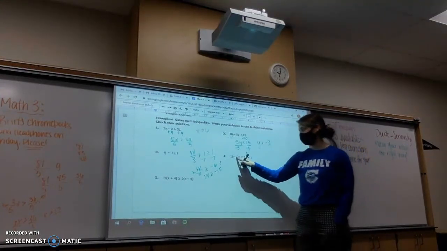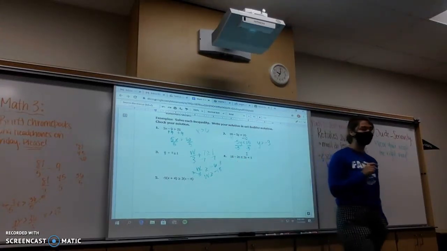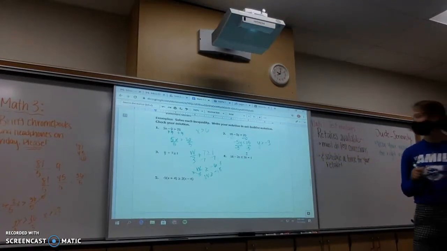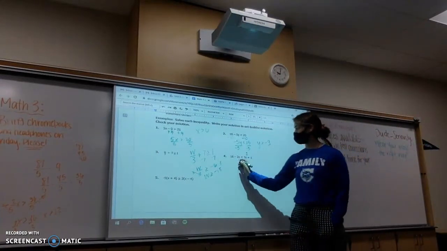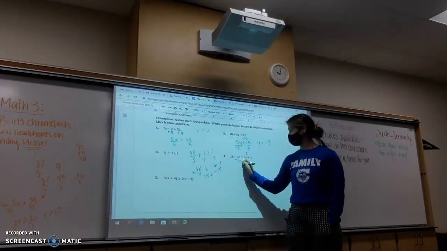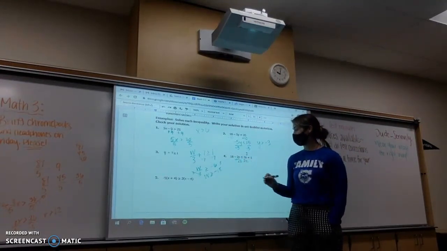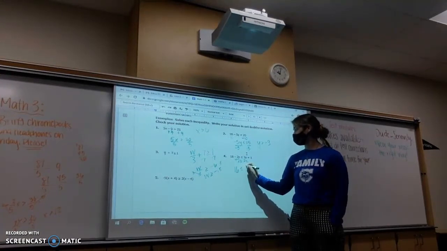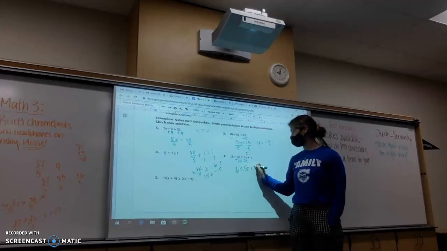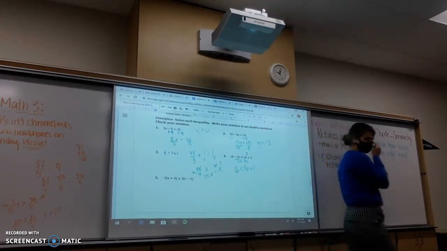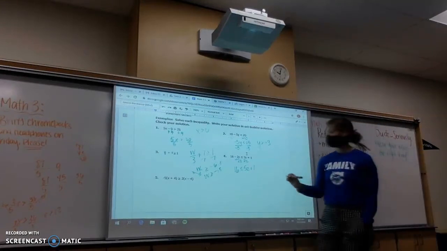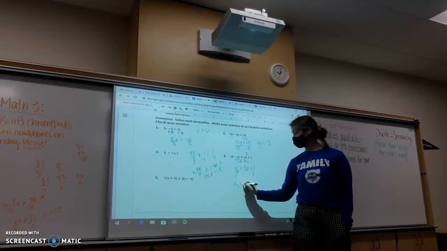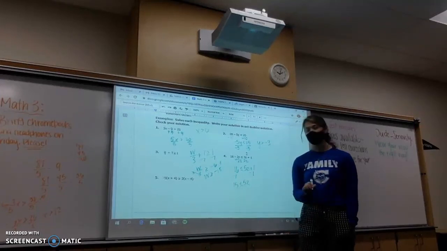Okay, number 4. How do I get my z's on the same side? Add 2z to both sides. I get 16 is less than or equal to 5z plus 1. Subtract 1 from both sides, Harper? Yeah. So you get 15 is less than or equal to 5z.